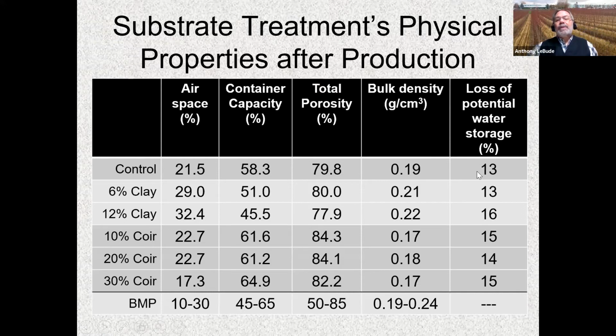But even that one, if we look at the far right, loss of potential water storage, the grower thought that they were irrigating as much as they possibly could each day, but it turns out there was 13% of that substrate that was not getting watered. And so that's basically the bottom 2 fingers of the Gatorade bottle not getting to be drunk.